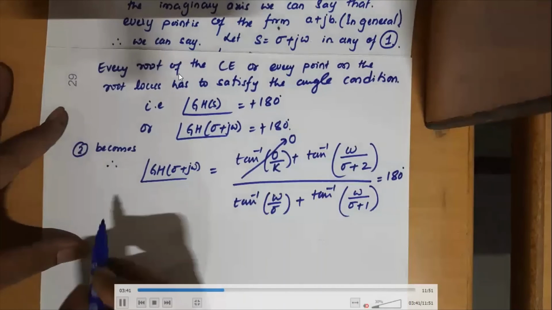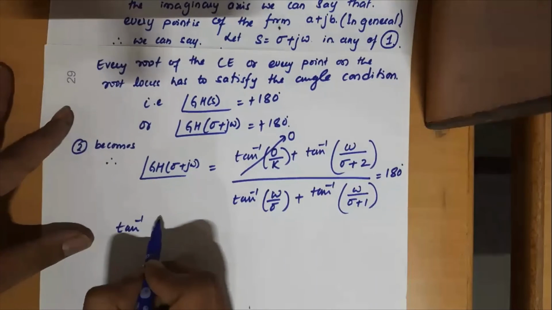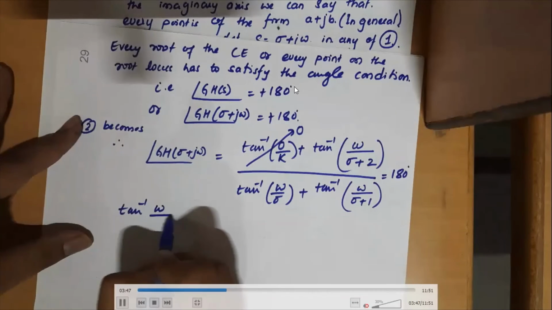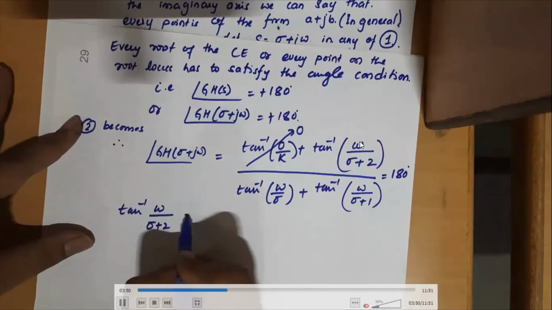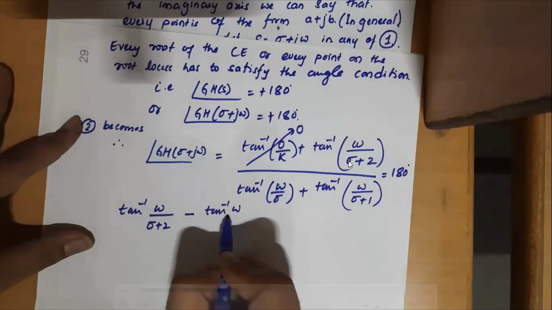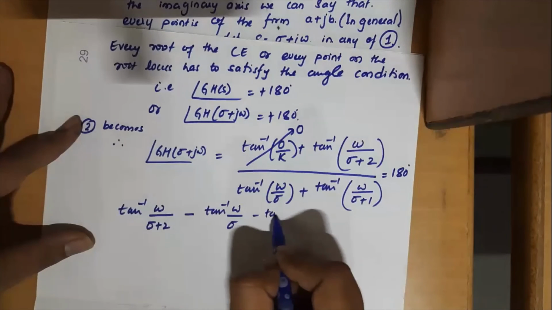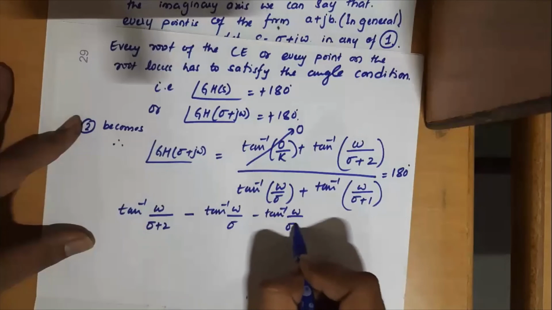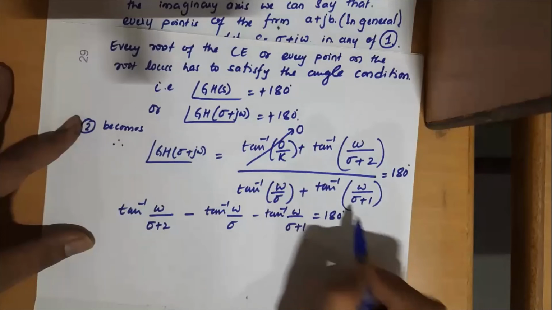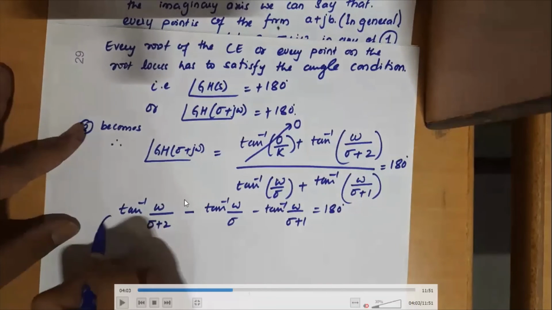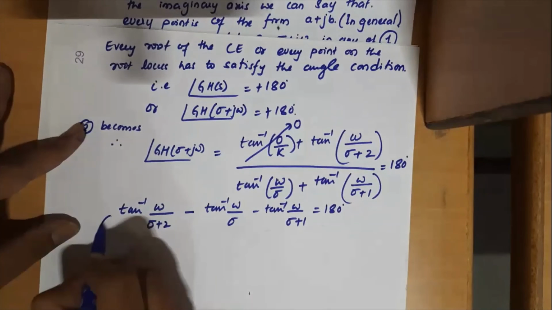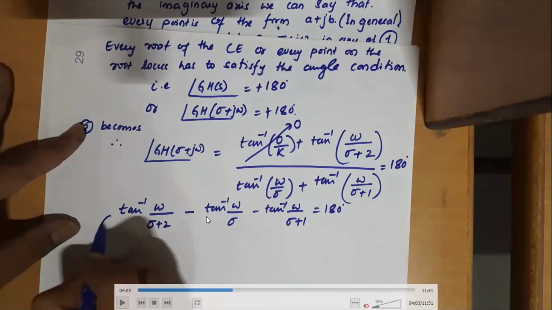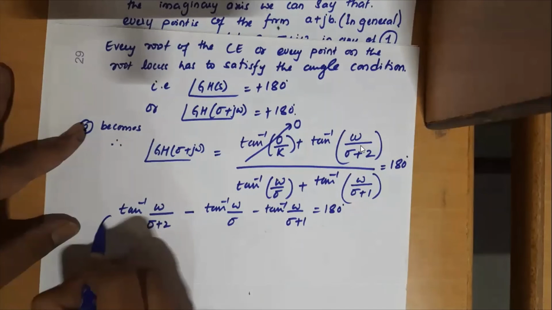So what is the next thing? We said that every point on the root locus satisfies this condition. The points are taken in general as omega and sigma. So let me simplify this, and it will become, the denominator terms take a negative sign when they go to the numerator, which is equal to the angle. Fine. Here I will just speak for a minute.